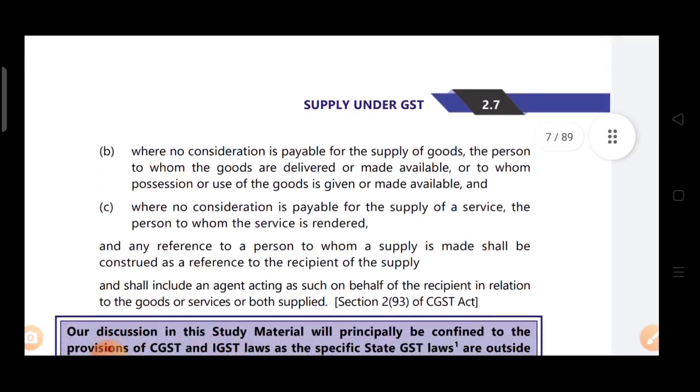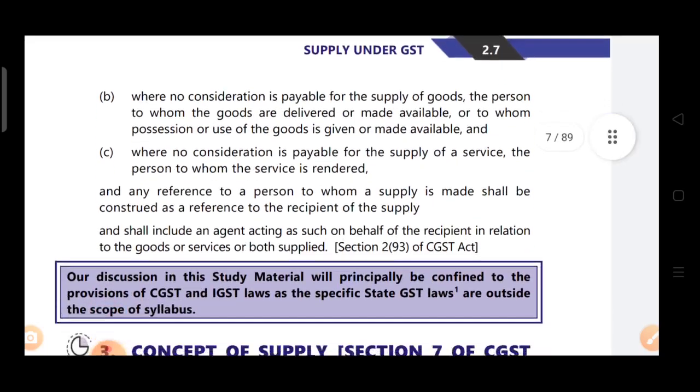Any reference to a person to whom a supply is made shall be construed as a reference to the recipient of supply. Simple thing: if any reference is given to a person to whom a supply is made, meaning if supply is made to any person, that will be considered as the recipient.